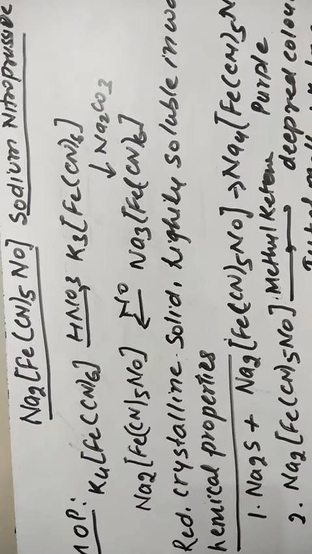Sodium ferrocyanide, or you can say that this is sodium nitroprusside. Clear? Whatever is formed is sodium nitroprusside, not potassium ferrocyanide. Now, you must remember that it is a red crystalline solid and highly soluble in water. Now, after that, we come to the chemical properties of sodium nitroprusside.